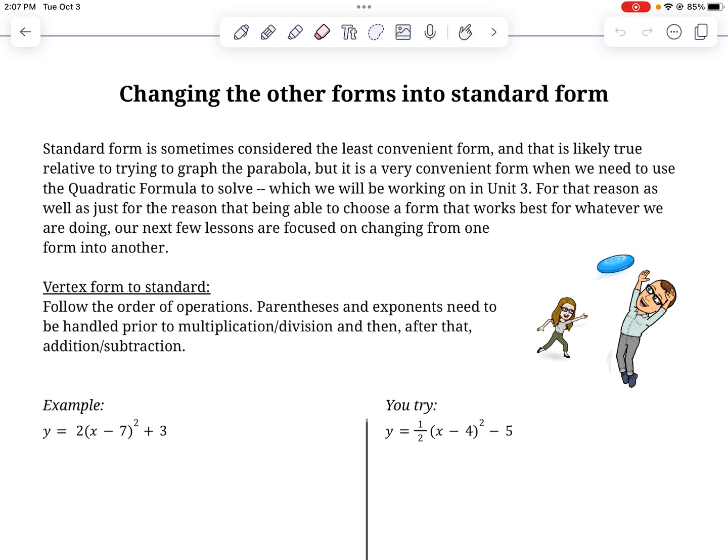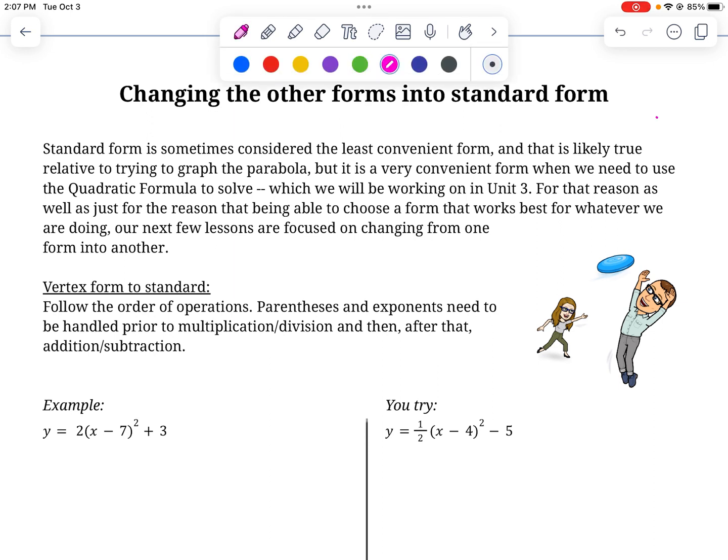Hi, today we're going to be looking at changing forms into standard form. And you might have a bias right now, and I wouldn't be surprised at all, against standard form because it seems very inconvenient, right? It doesn't automatically tell you a vertex, it doesn't automatically tell you an x-intercept, it tells you very little automatically. However, there are times when standard form is going to be useful, and we are going to be looking at those more in Unit 3.